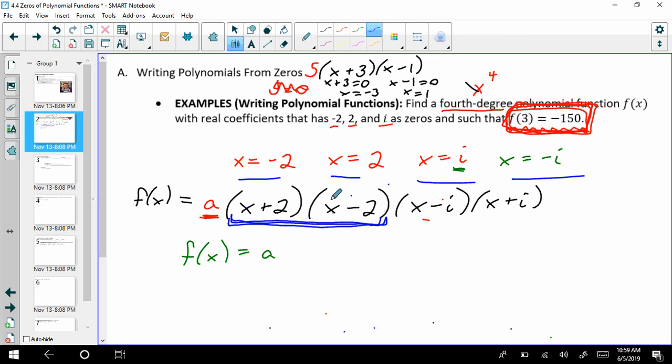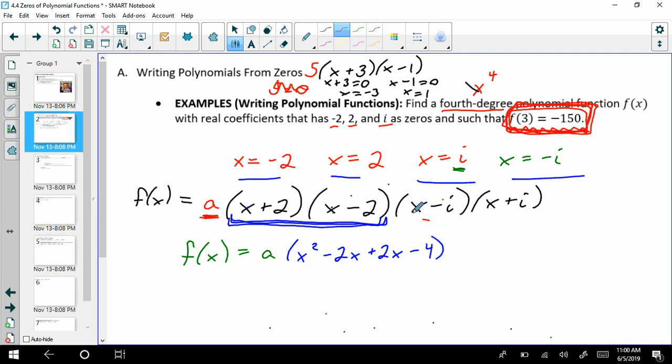So first times first, x squared. Outer, x times -2, -2x. Inner, 2 times x. And last times last, -4.